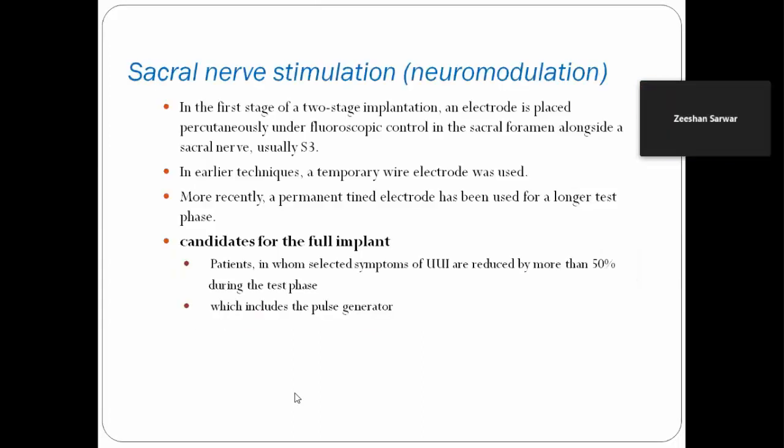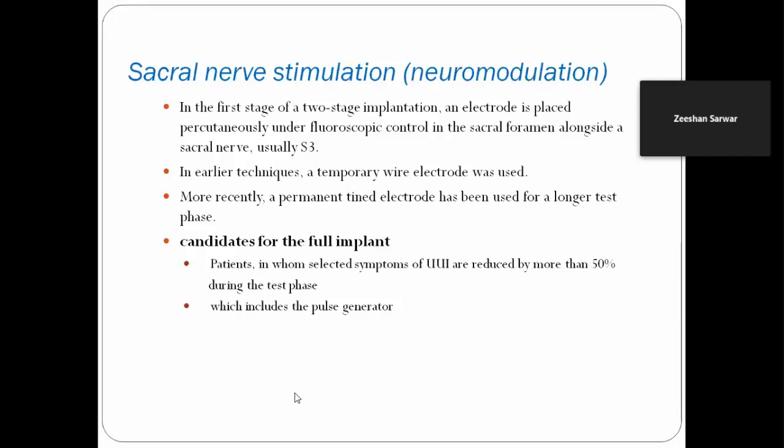The second treatment option is sacral nerve stimulation. It is a two-stage implantation. In the first stage, an electrode is placed percutaneously under fluoroscopic control in the sacral foramen alongside a sacral nerve, usually S3. In earlier techniques, a temporary wire electrode was used. Most recently, a permanent electrode has been used for a longer test phase.